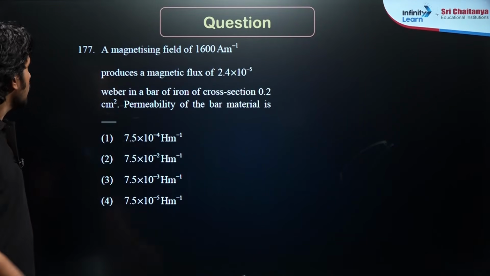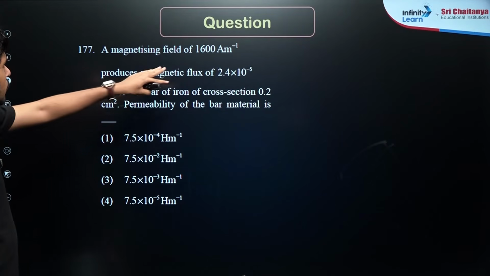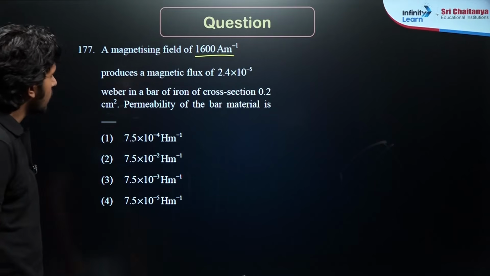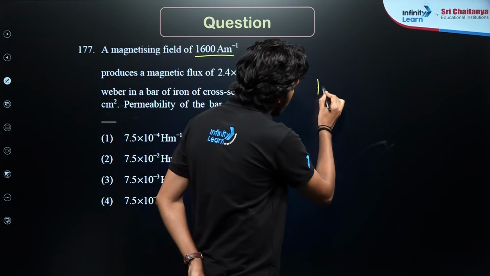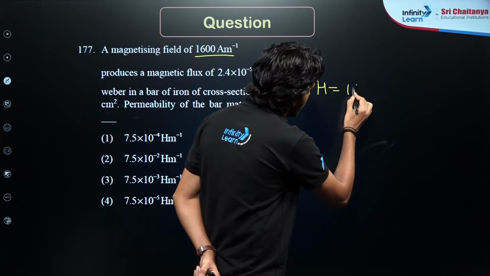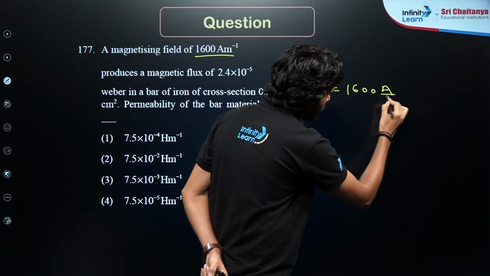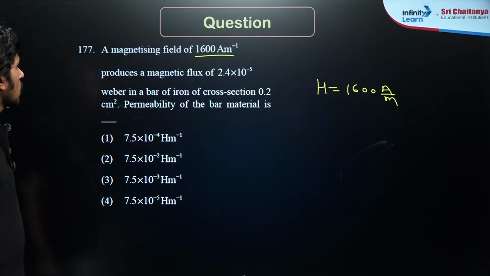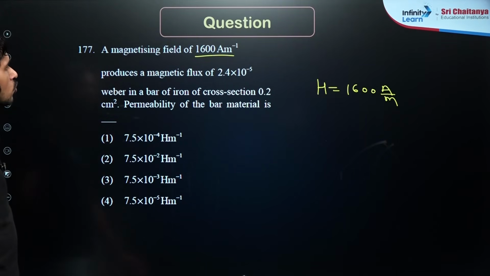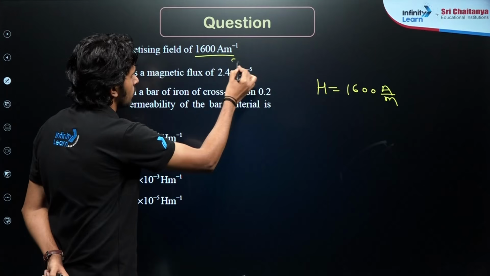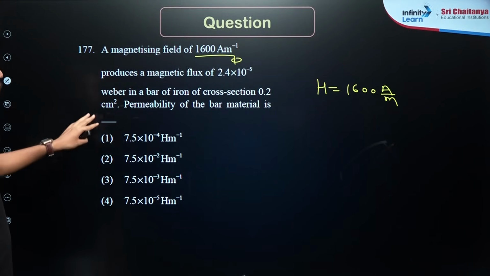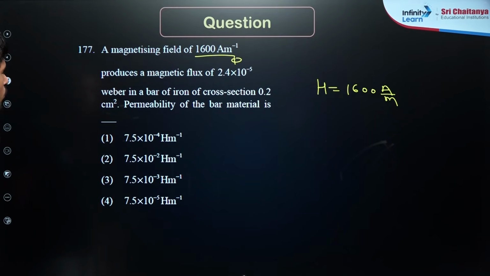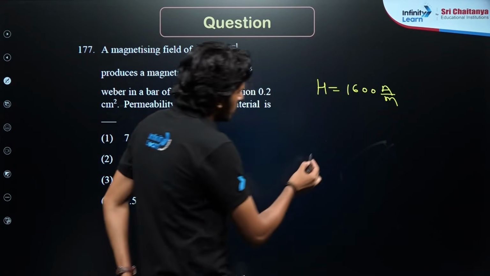So then a magnetic field of 1600 ampere per meter. So H is given as magnetizing field is 1600 ampere per meter. How do I know? By looking at the unit. Produces a magnetic flux of 2.4, so that is flux. Okay, then Weber, in a bar of iron, cross-sectional area 0.2 centimeter square inside this bar.